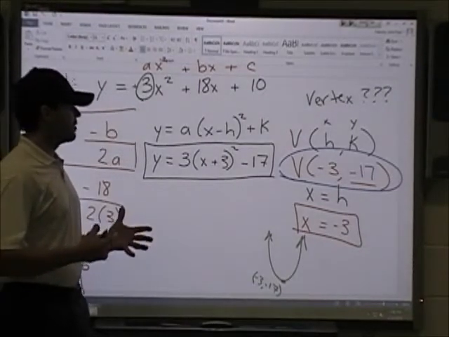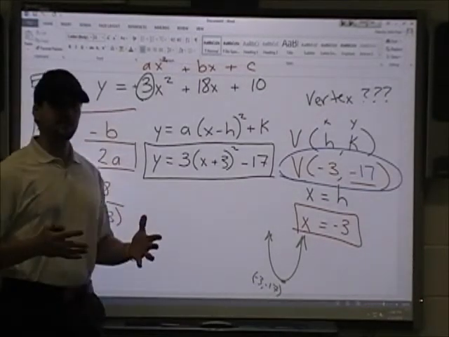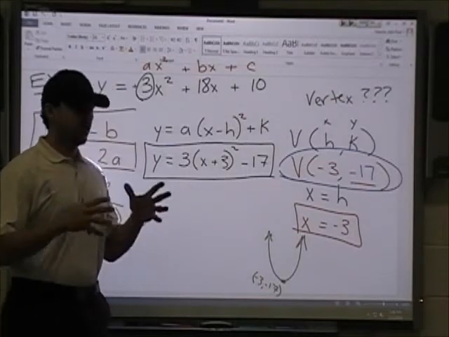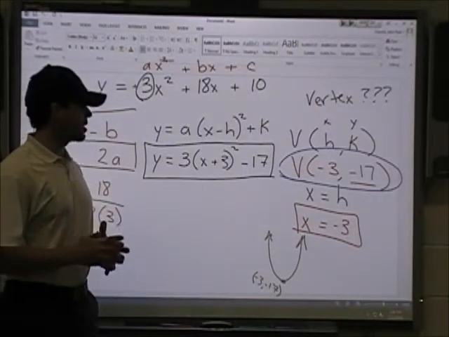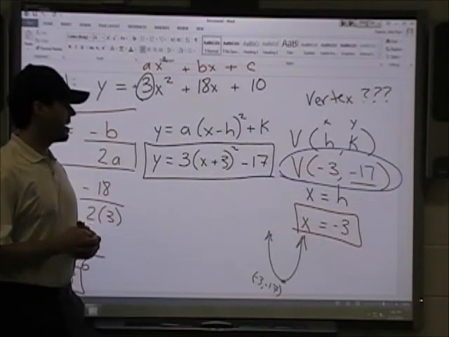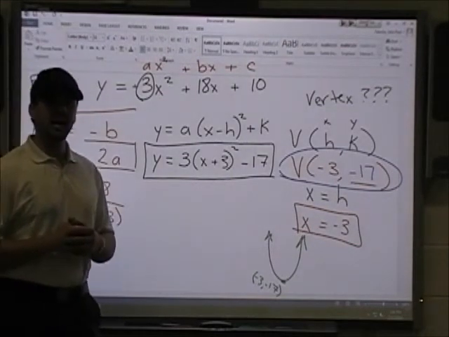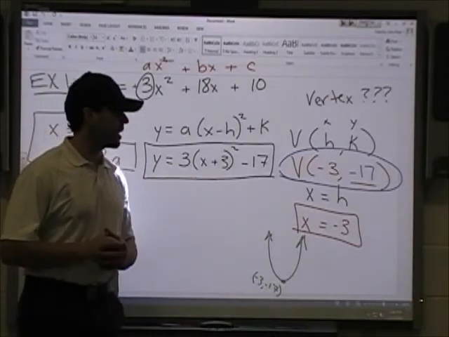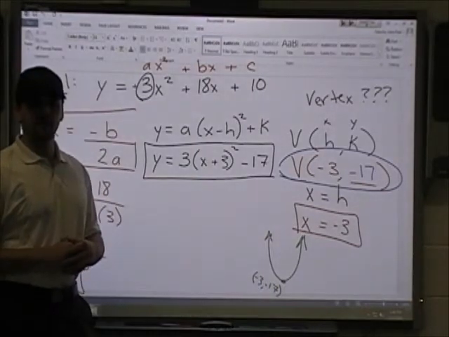So there is a way of doing this without completing the square. However, again, if your test question asks you to complete the square, you have no choice but to do that. So learn how to do that. But if it does not say anything about having to complete the square, you can use this trick, and it's a very simple way to figure out where the vertex is.